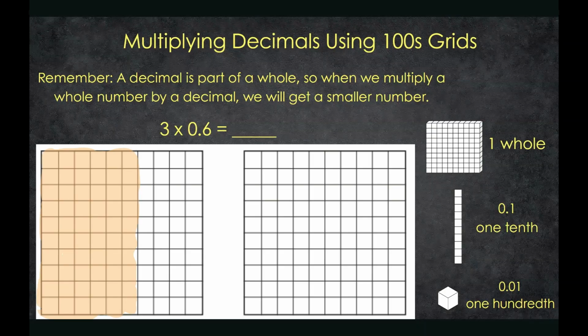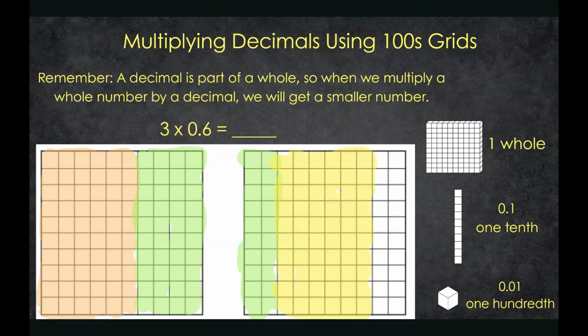Here is one group of 6/10. And now notice when I go to make my second group, I only can fit 4/10 in this flat. I have to go to another flat. I have to use another hundreds grid and finish doing 6/10. So I need 2/10 more. And then I'm going to do one final group of 6/10. So now that you can see, I have 3 groups of 6/10.